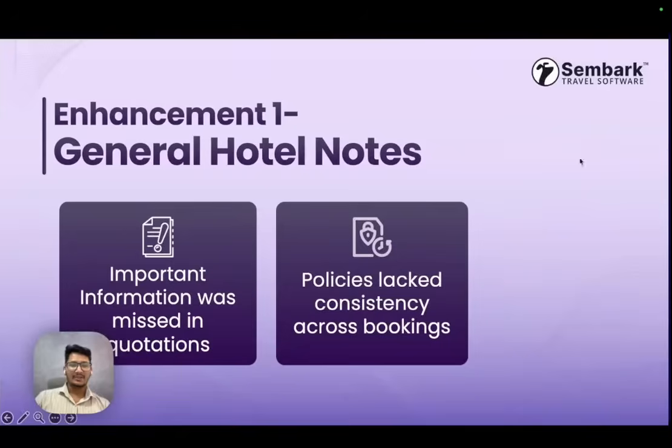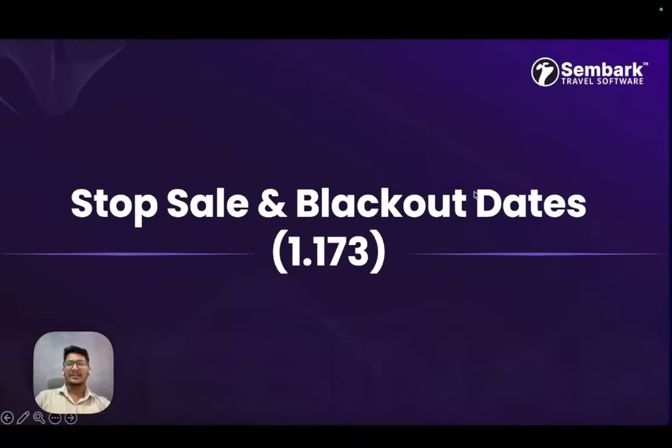All right. Now let's move to our next update, which is stop sale and blackout dates. Before we understand the feature, let's first understand the problem we were facing earlier. Previously, if a hotel was not available for some dates, or some contracting rate was not valid for a certain period, there was no direct option inside the system to manage this. So the team had to use a workaround.